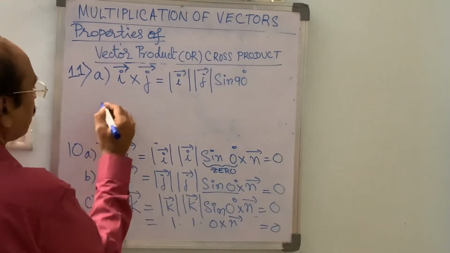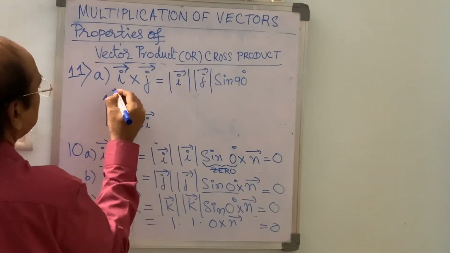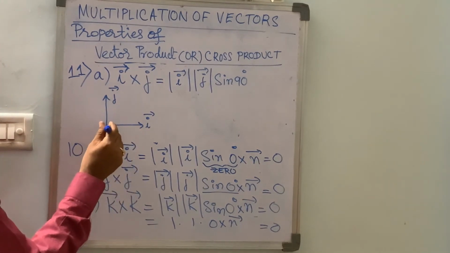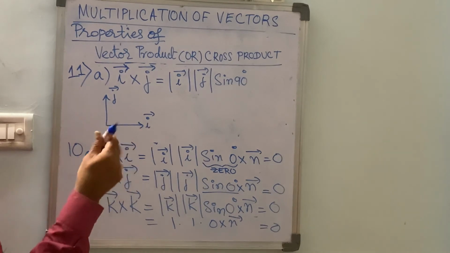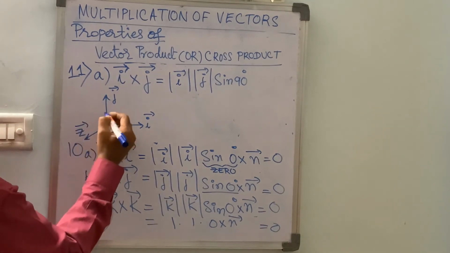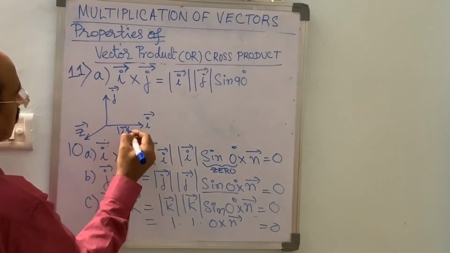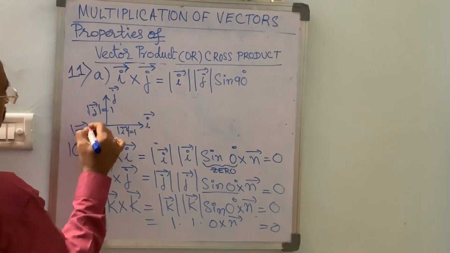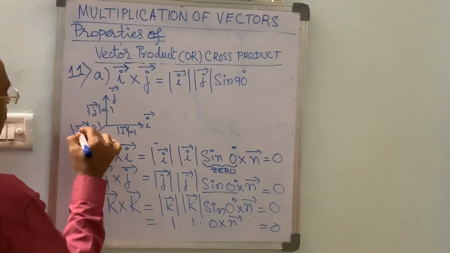and j bar. Here I bar is in the x direction, j bar is the unit vector in the y direction, and the direction perpendicular to both, to the xy plane, is the z direction, perpendicular to the board towards the camera, but in the figure it is shown like this. Here the unit lengths: modulus of I bar is equal to 1, modulus of j bar equal to 1, and modulus of k bar equal to 1 in the z direction.